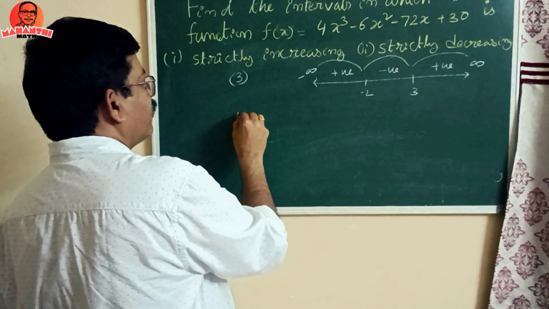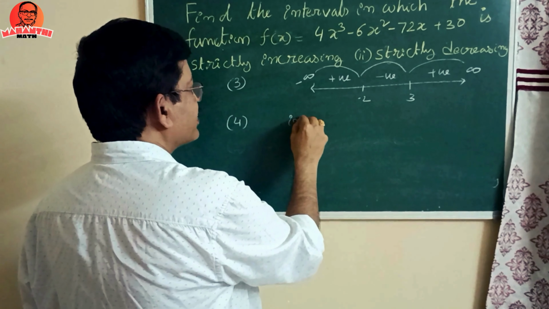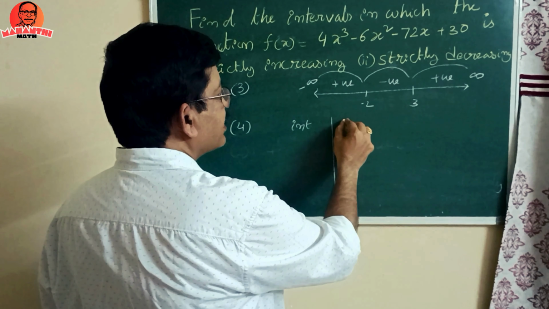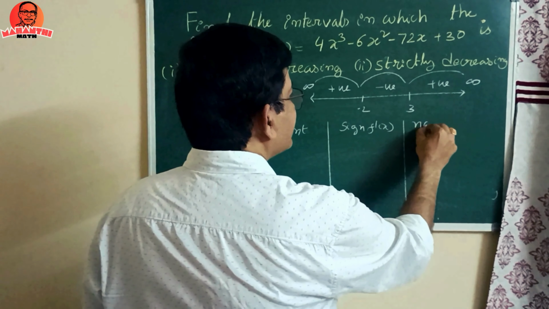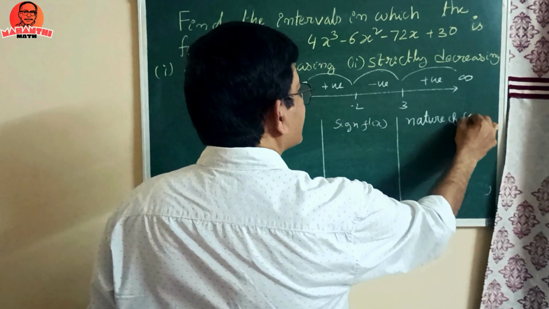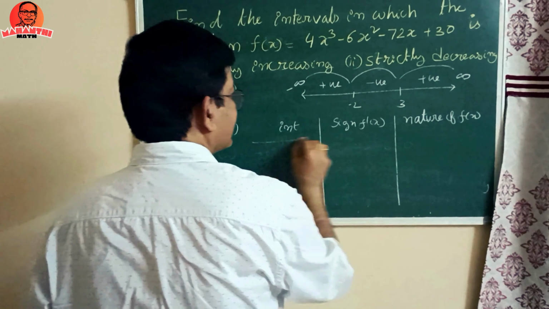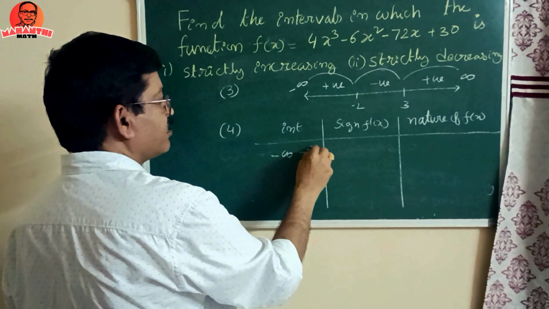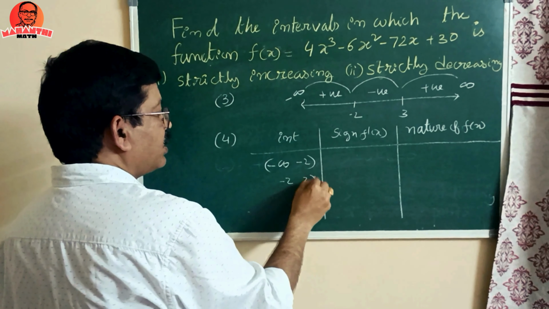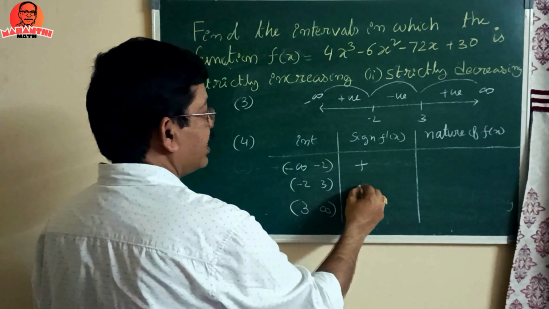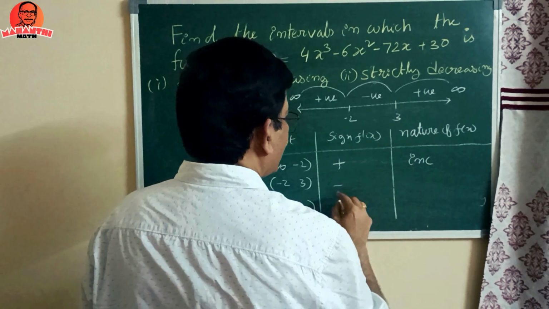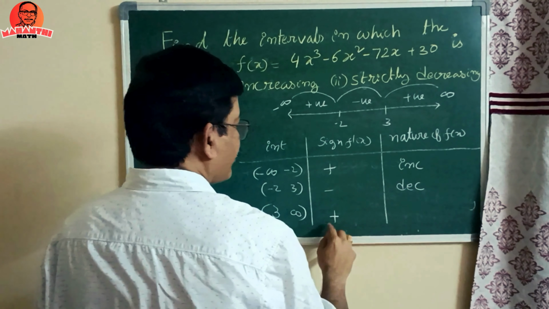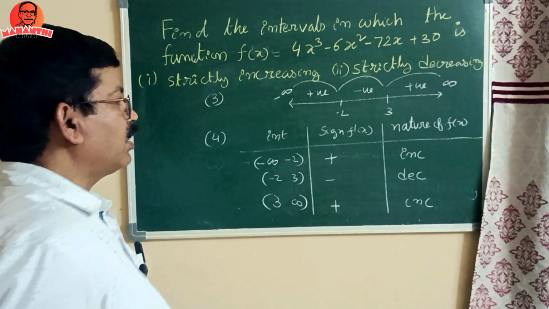Now fourth step. Fourth step you draw a table: intervals, one column; next, sign of f'(x); next, nature of f(x). Observe that this is f'(x), this is f(x). Intervals you write: minus infinity to minus 2, minus 2 to 3, 3 to infinity. Open intervals only, write always. Next, here positive, here negative, here positive. When f'(x) is positive, f is increasing. When f'(x) is negative, it is decreasing. Again it is increasing. Now the last step is conclusion only.